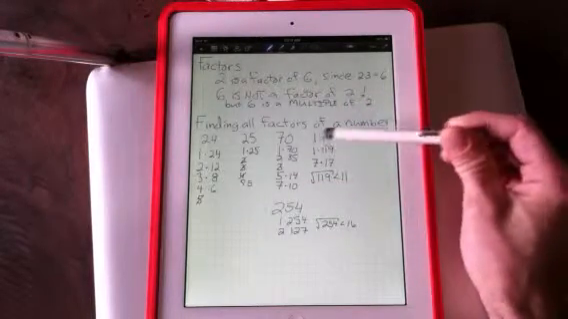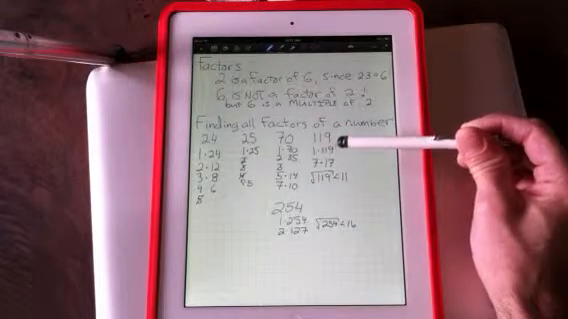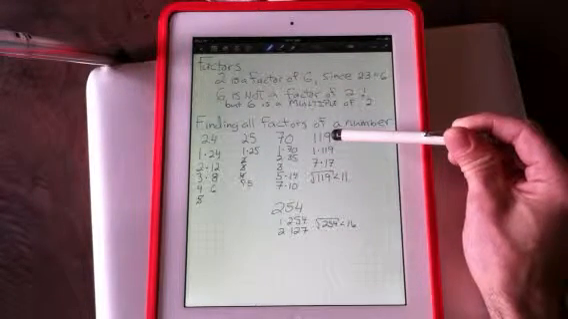119. Let's try that one. 1 goes into 119 119 times. 2 doesn't go because it's odd.